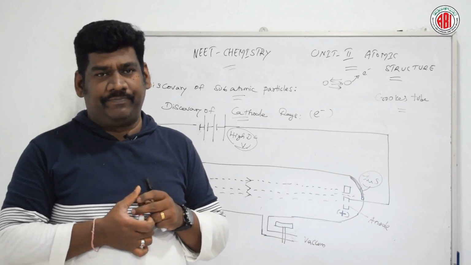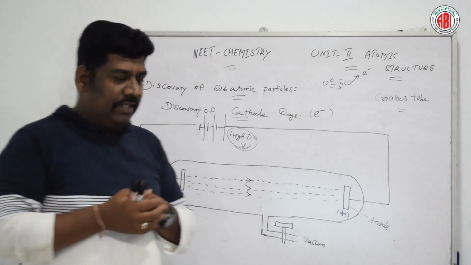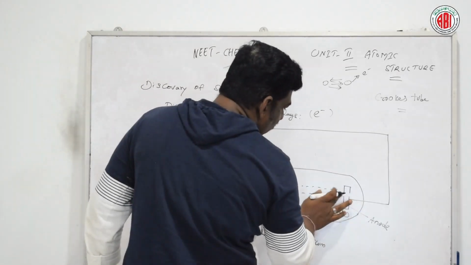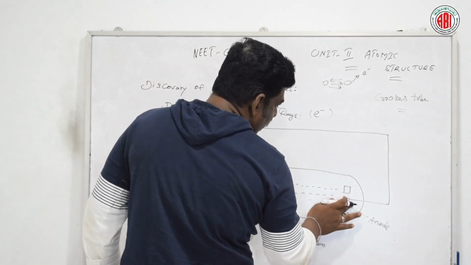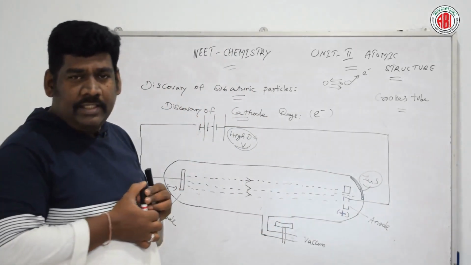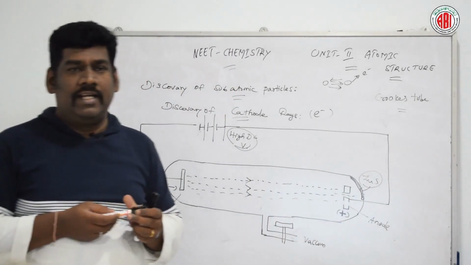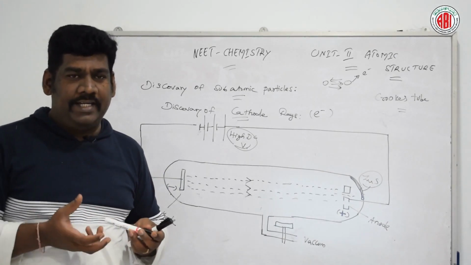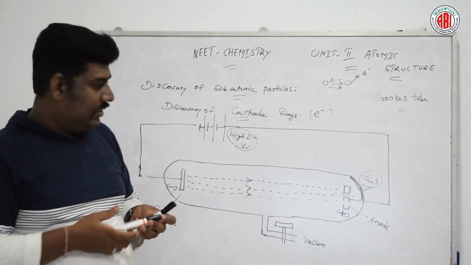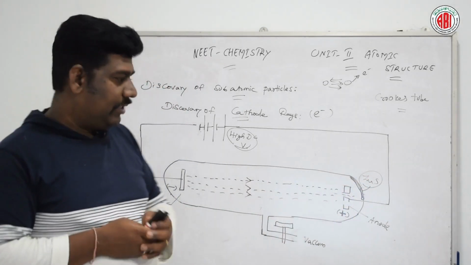In the experiment, J.J. Thomson and team made a hole in the anode. Finally, the rays strike the zinc sulfide screen, and it produced a bright spot on the screen, which confirmed the cathode rays.